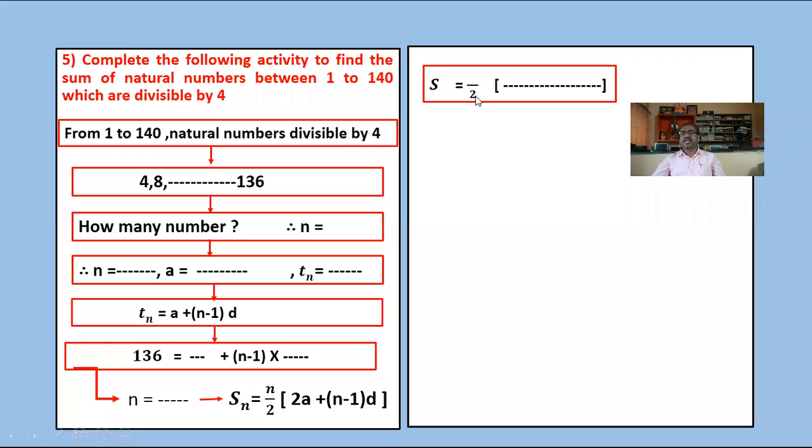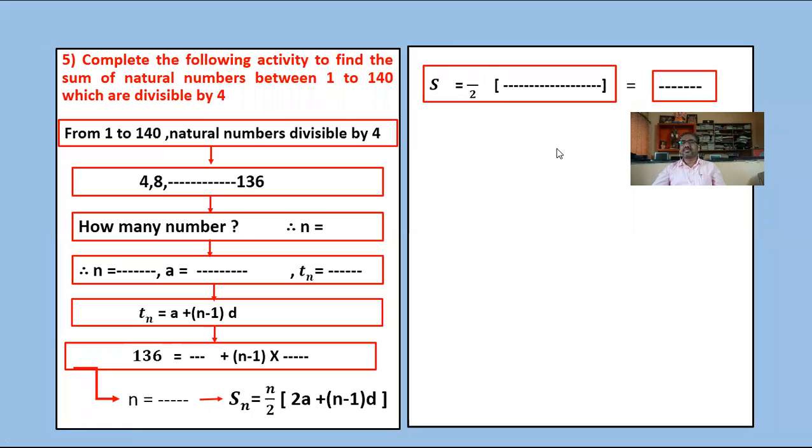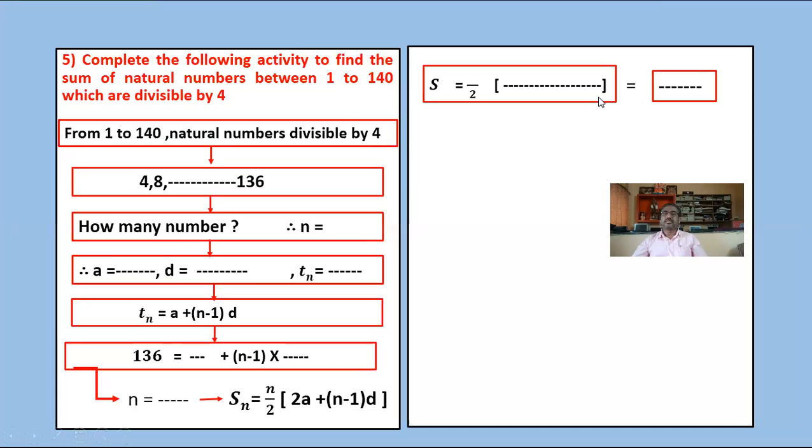S is equal to ... upon 2 in bracket ... Therefore is equal to how much? To complete these activities, here the value of A is equal to 4, D is equal to 4 and Tn is equal to the last term, 136.